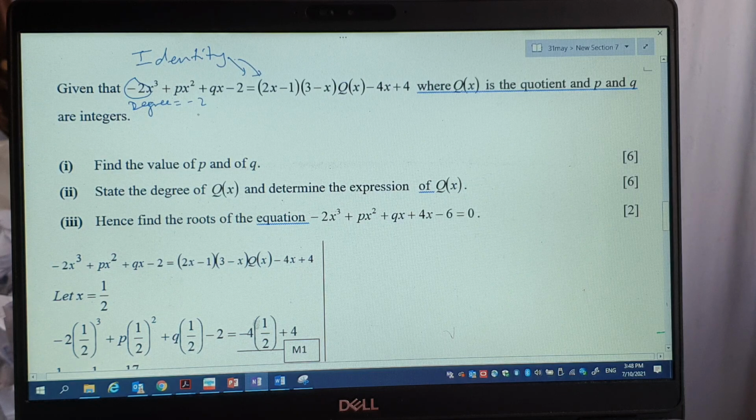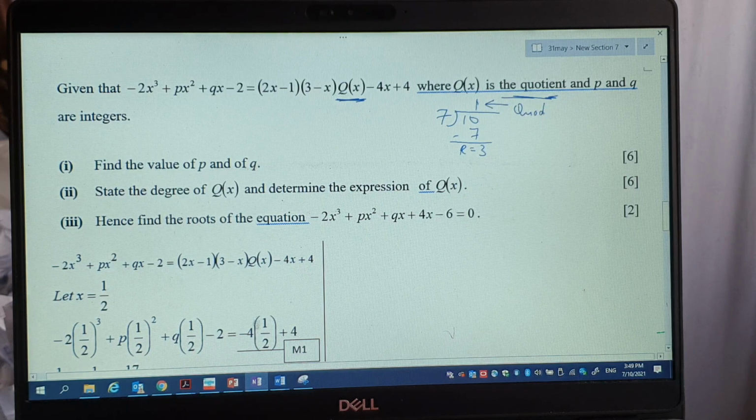Now let us do this particular question. You are given this equals to this, where Q(x) is the quotient. Quotient means what? Let's say you take 10 divided by 7, then you will have 7, 1. Everybody knows this is the remainder, but I think not many of you remember that this is the quotient. This is the divisor, the one that divides 10. So 10 is called the dividend.